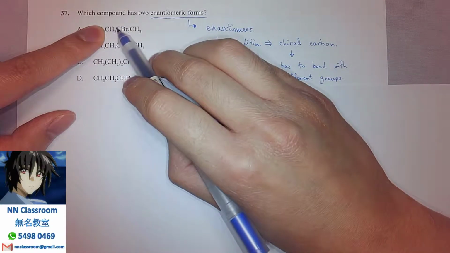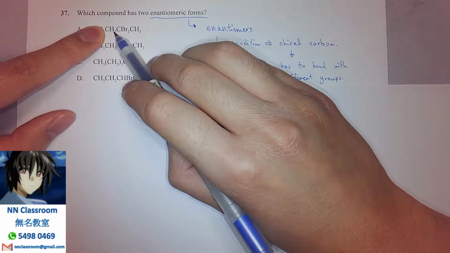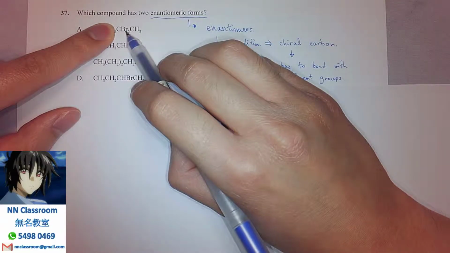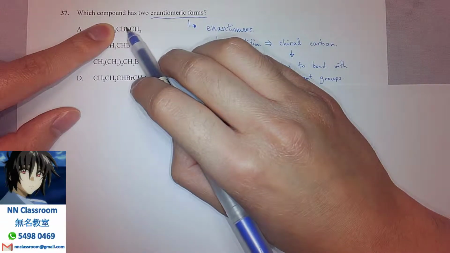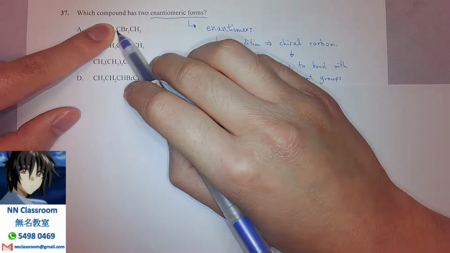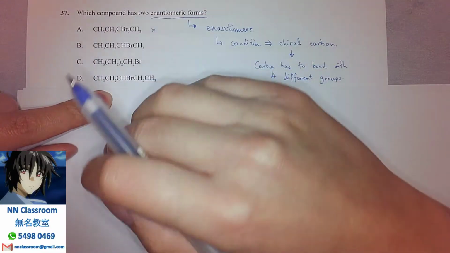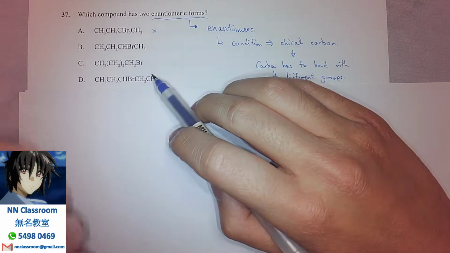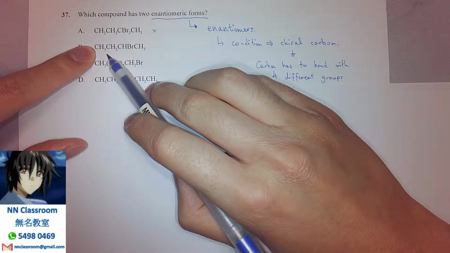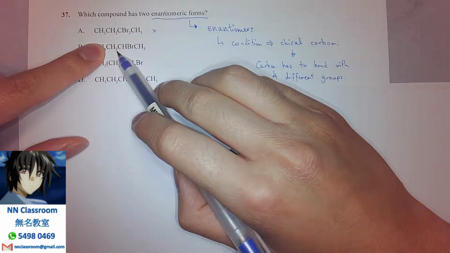Similarly, C bonds to 2 hydrogens adjacent, so that shouldn't be, right? And this C, although it bonds a different element, is still repeated as bromine. So 2 bromines bond to this carbon, so no, and CH3, no, right? So in this case, A is not a choice. If you scan through it, you'll realize that for B, this carbon, no, because 3 are repeated. This C, 2 repeated hydrogens.